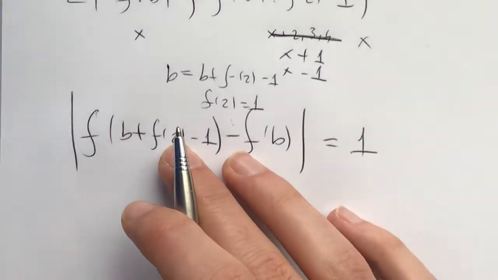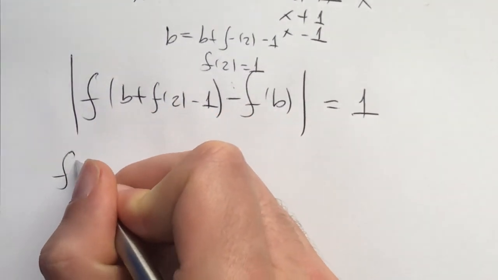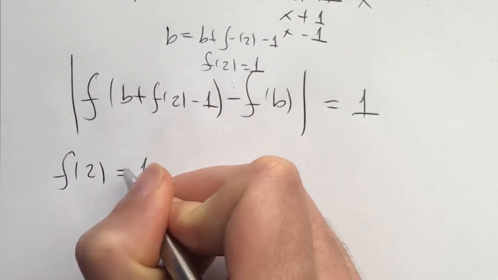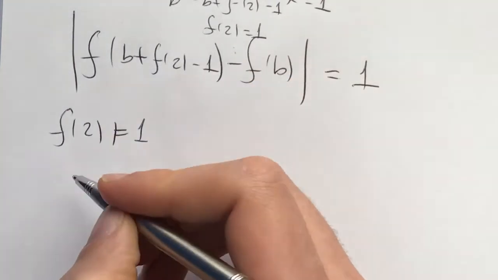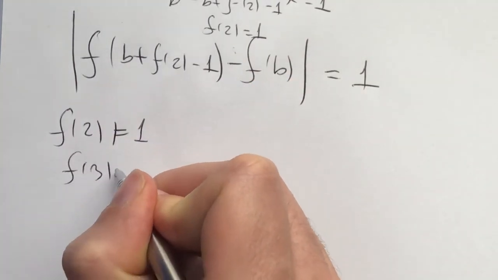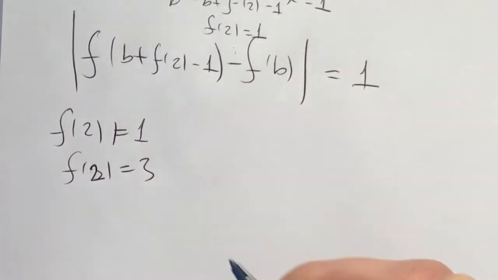And now that we have this, we know that f of 2 isn't equal to 1. And let's say, what happens if it's equal to, say, 3? What if f of 2 is equal to 3?